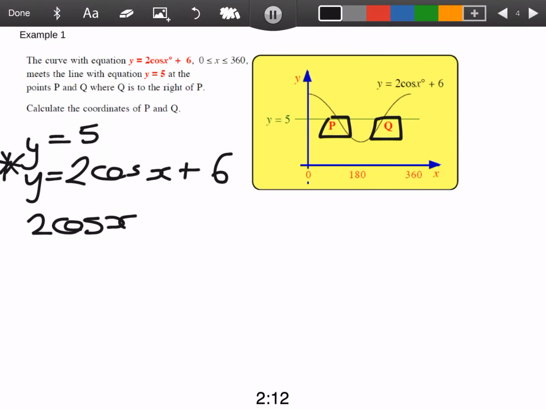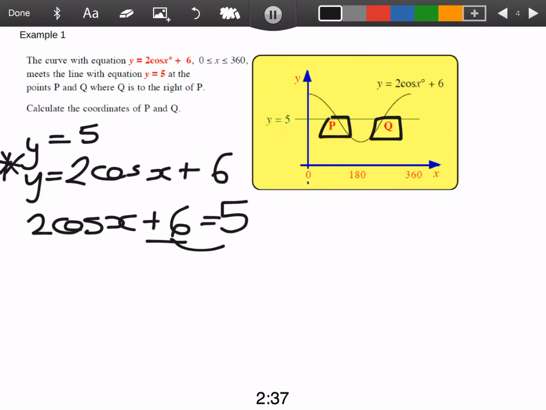So what I'm going to write is 2 cos x plus 6, that's y equals, and I'm going to put it equal to the other one, 5. You should recognise this as something simple like you have solved in lesson number 2. We've done questions like this. How do we solve this? Well, we need to take it right down to x equals, or in this case, cos x equals.